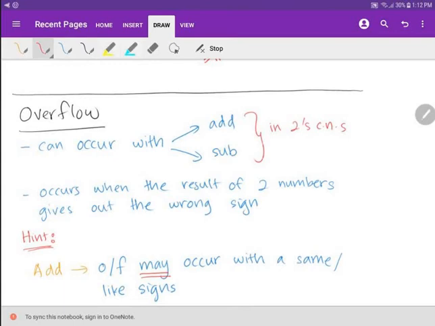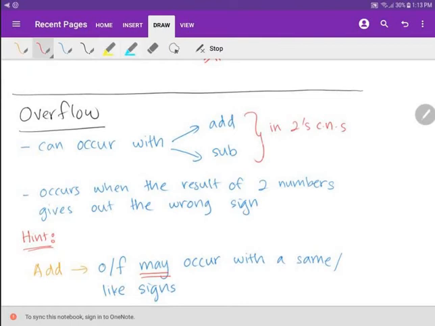So overflow only can occur in the 2's complement number system, or the signed number system. Overflow in simple terms is when you add 2 signed numbers and the answer you're getting has the wrong sign. For example, positive plus positive is supposed to get positive, but if you get negative, which is the wrong sign, that is overflow. Is that okay? Negative plus negative is supposed to get negative, but if you get a positive answer, that is overflow. So overflow means getting the wrong sign.